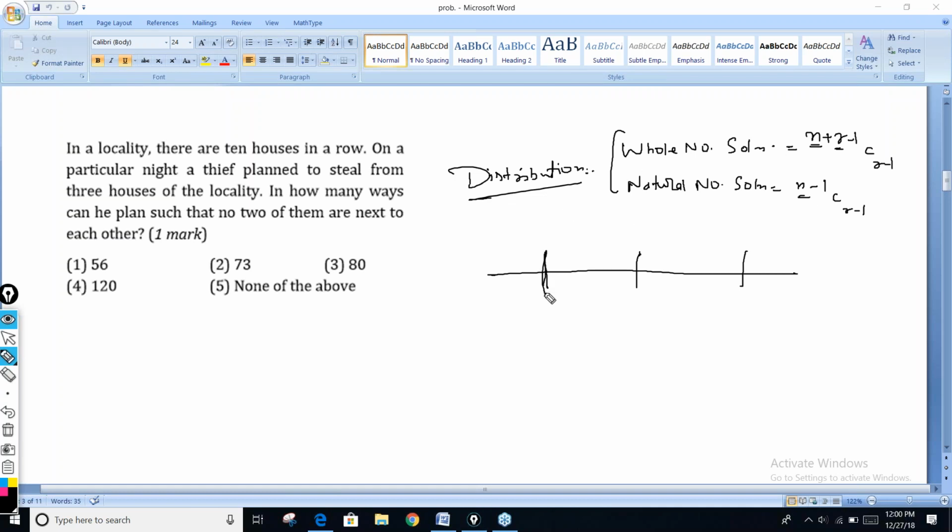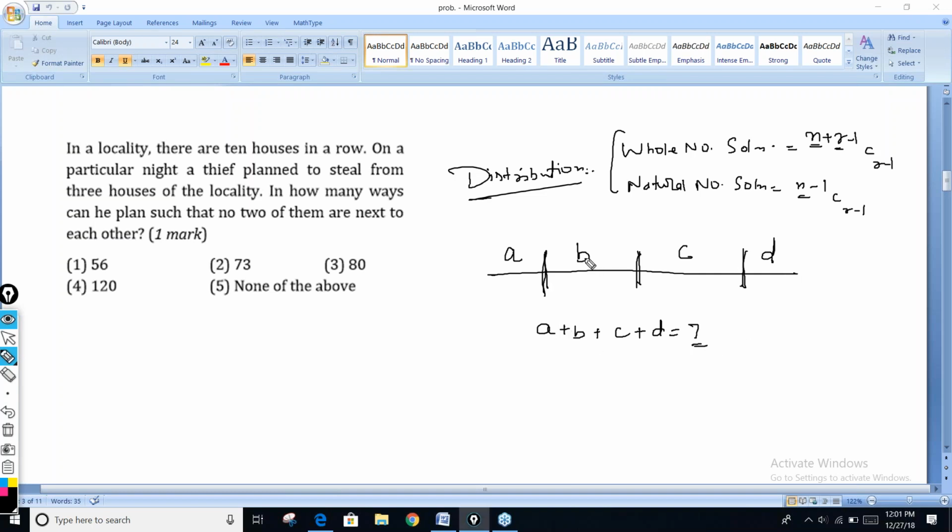I select any of the three houses. Out of 10 we selected 3. So before this there can be a number of houses. Between these two there can be b number of houses. Between these two there can be c number of houses, and here there can be d number of houses. And can I say the total remaining houses a plus b plus c plus d should be 7? Because there are 10, we have selected 3, so remaining houses are 7.